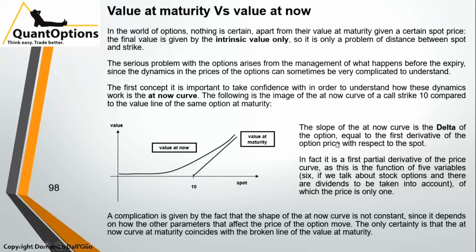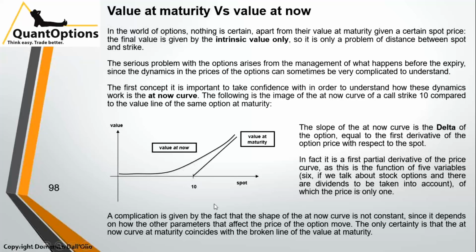The slope of the at-now curve is the delta of the option, one of the Greeks we will see later on, equal to the first derivative of the option price with respect to the spot. In fact, it is a first partial derivative of the price curve. This is for mathematicians, of course, as this is the function of 5 variables or 6 if we're talking about stock options and there are dividends to be taken into account. And the price is just one of the 6 variables.